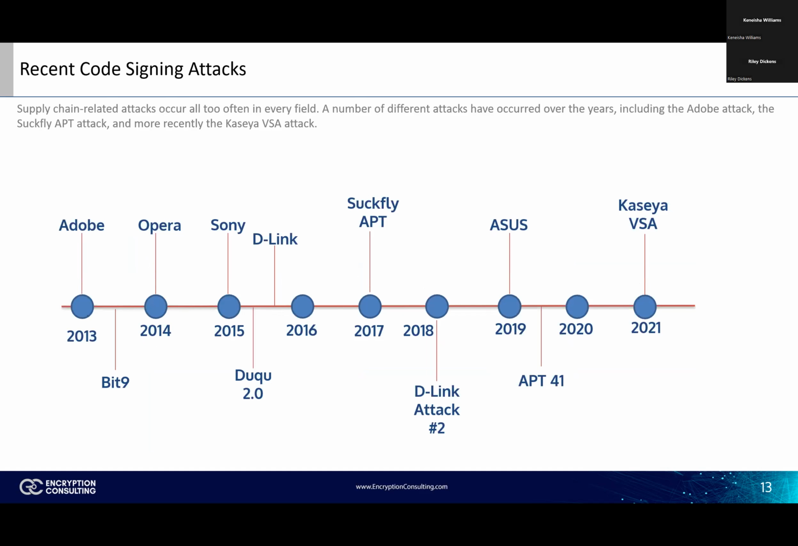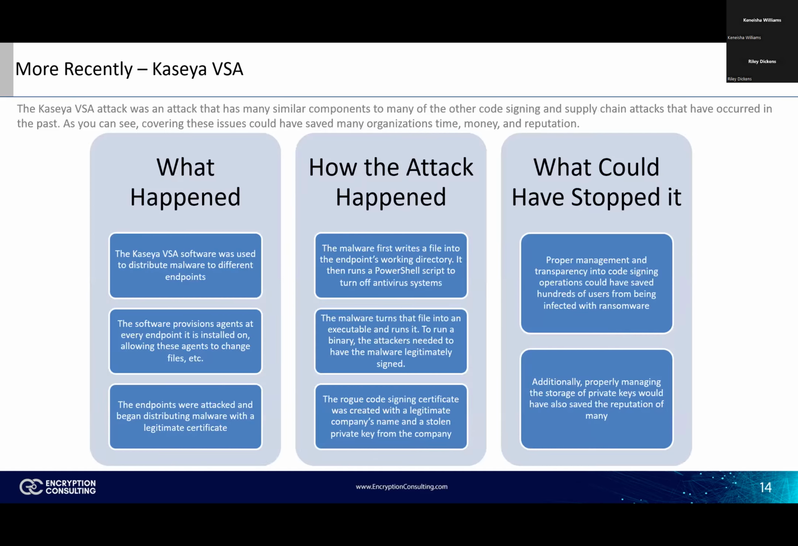So now we will discuss a few of the recent code signing attacks. Specifically, Kaseya VSA is the one we will touch on today. And throughout the past 10 years or so, there have been a number of different supply chain code signing related attacks, things that having proper security measures in place could have stopped. There was the ASUS attack, there was the D-Link attack, and the second D-Link attack, and more recently, the Kaseya VSA attack.